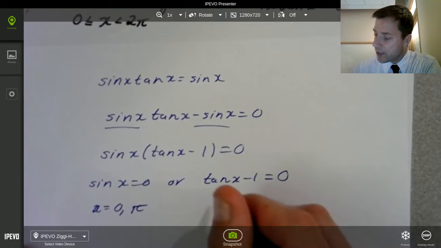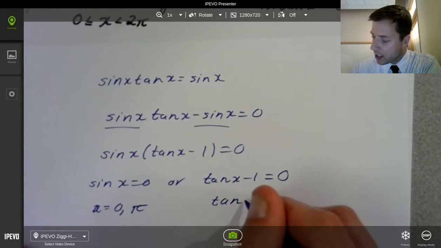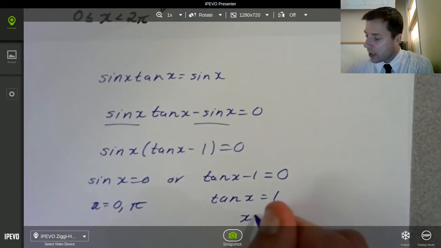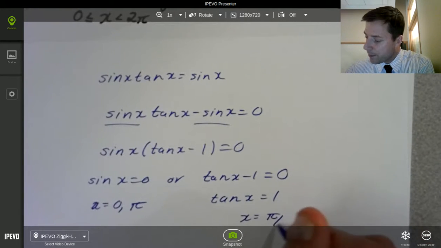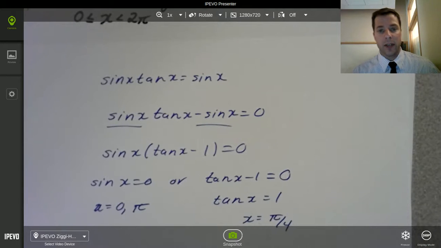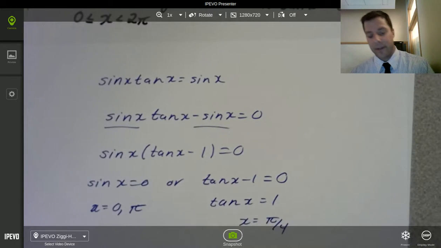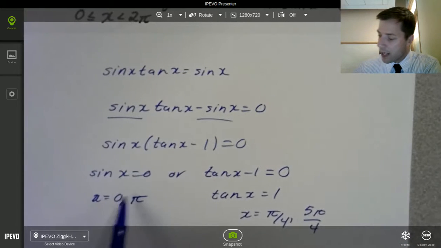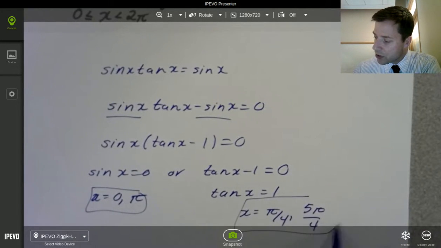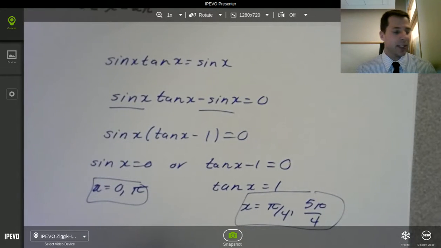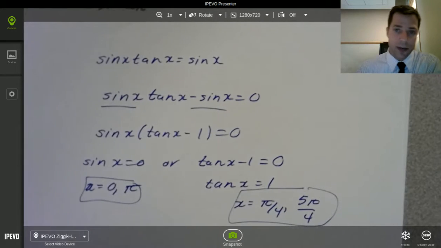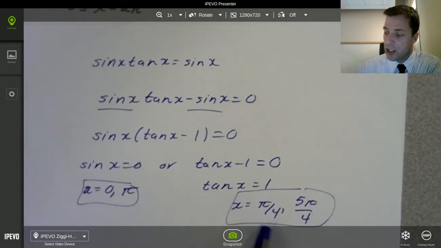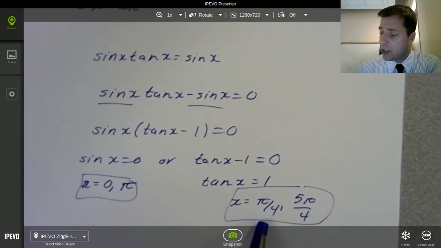We have to solve this for tangent. So when does tangent of x equal 1? Well, tangent of x equals 1 at pi over 4, and also at 5 pi over 4. So we have two solutions here, two solutions here. I did the second example because I didn't want you to think every one of these factoring problems will have one that's undefined. You just got to look at your equation and determine whether or not the solution's in the domain or the range.